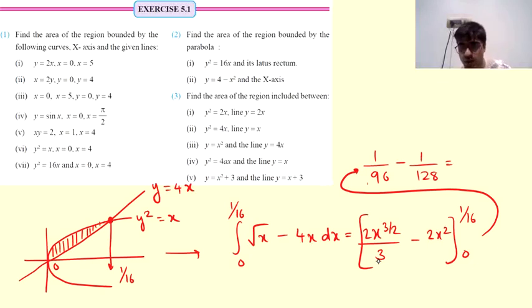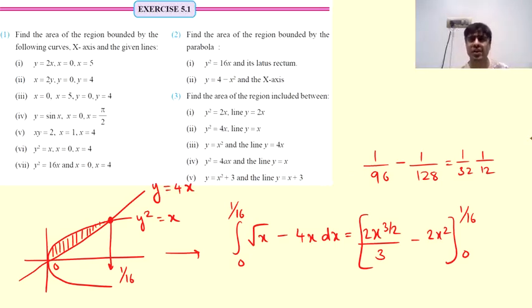Okay. So can we pull out anything common from here? 16 can be pulled out common. In fact, 32 can be pulled out common. So we have 1 upon 32. 1 upon 3 minus 1 upon 4. 1 by 3 minus 1 by 4 will be 1 by 12. And 1 by 32 into 1 by 12.